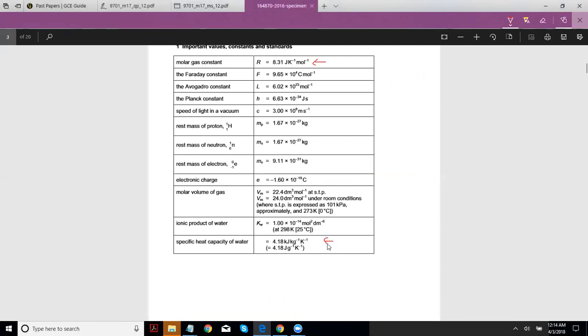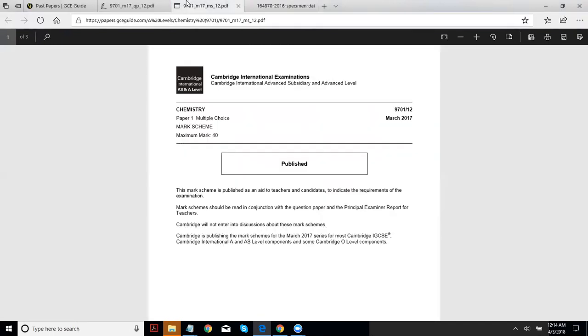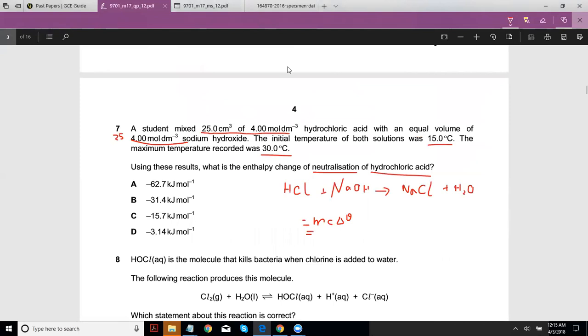Interestingly, this is a confusion that I had. Either it is per Kelvin or in some places written as degrees Celsius, but understand it's a change in temperature, so Kelvin or degrees Celsius makes no difference. It's the same thing, because to convert you just add 273. We assume volume to be mass in these cases, so 25 plus 25 gives us 50. C is 4.18, and the temperature change is the same, 15.